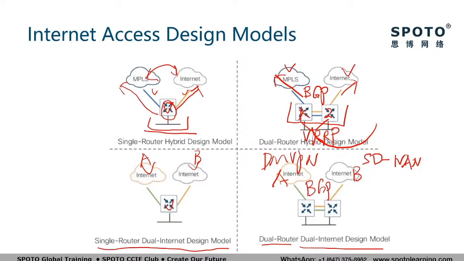Running BGP on top of that for DMVPN or let the SD-WAN handle this intelligently. At the LAN side, we can run VRRP as well to influence the traffic. If one failed, the other will take over and the traffic still flows. This is the idea about internet access design model. So you can have a think about which type fits your scenario. Hope this helps.